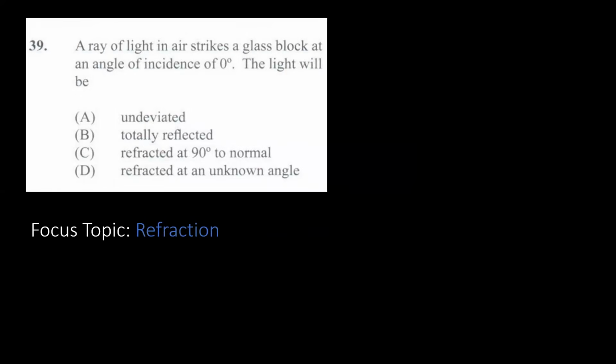Number 39, a ray of light in air strikes a glass block at an angle of incidence of 0 degrees. The light will be, now whenever the ray strikes at 0 degrees, it means that it is in line with the normal, and so it will pass without being deviated because the angle of refraction will also be 0, and therefore the answer is A.